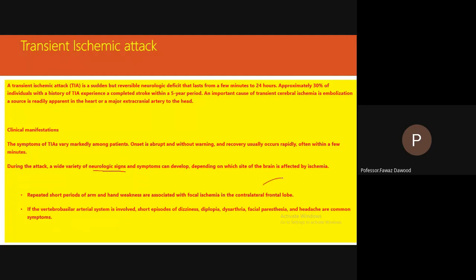Sometimes in the contralateral frontal lobe, or even sometimes the vertebrobasilar arterial system is involved, and here more complications could be demonstrated, like dizziness, diplopia, double vision, dysphagia, and so on.